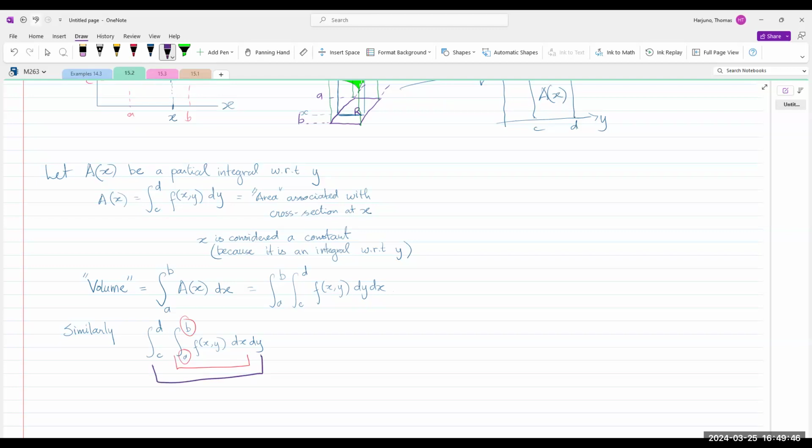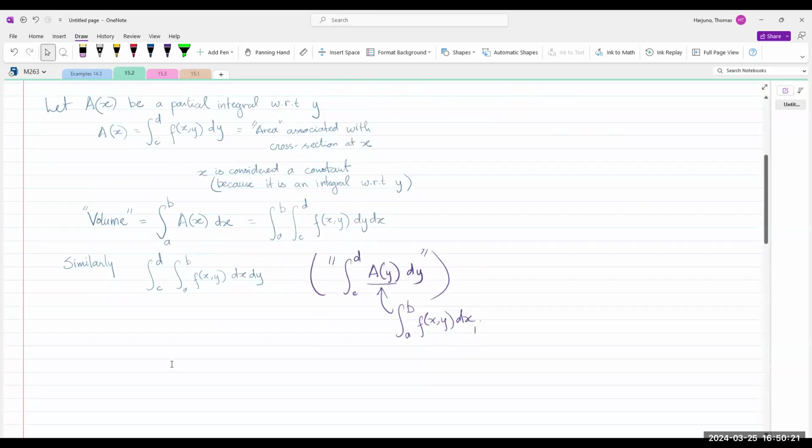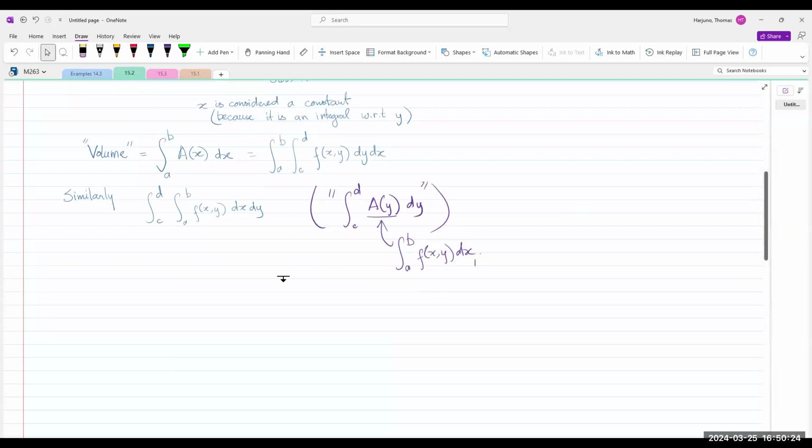Okay, so what we did there, basically, is the integral from c to d of the area as a function of y, and we integrate with respect to y, where the area with respect to y is actually the integral from a to b of f(x,y) dx. Okay, now that's the idea. Now let's practice with some integrations.